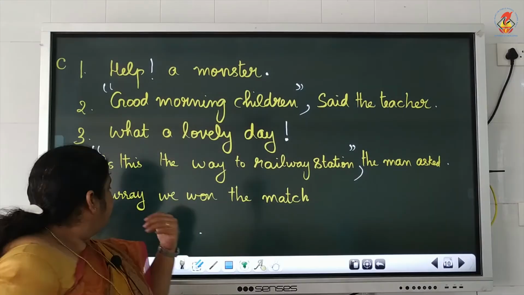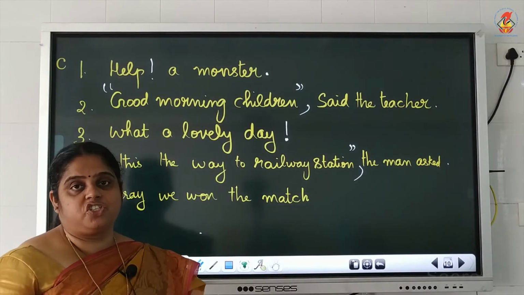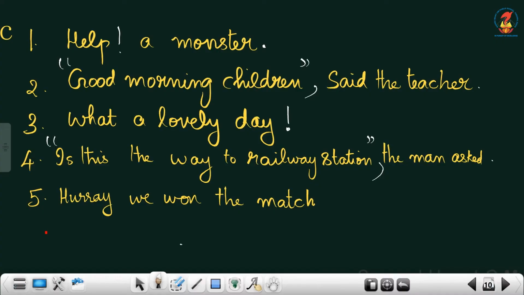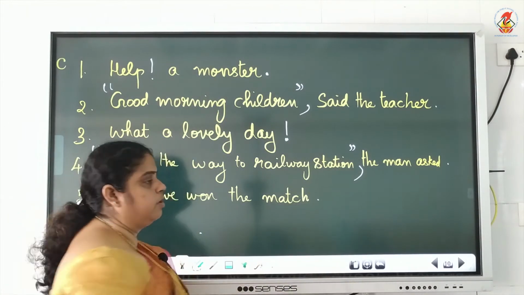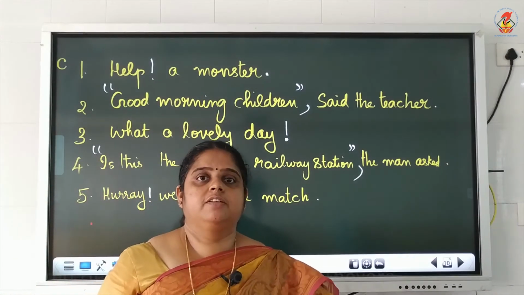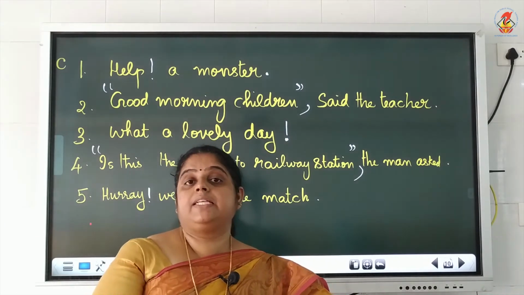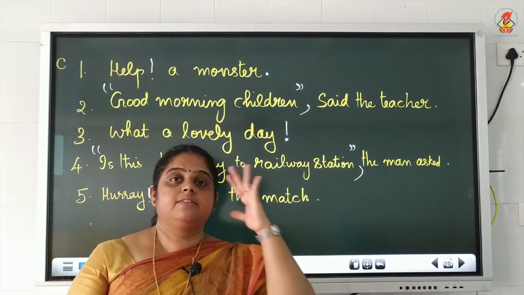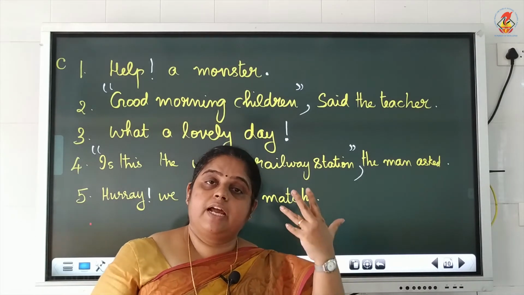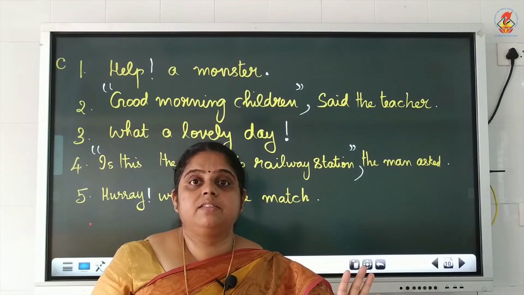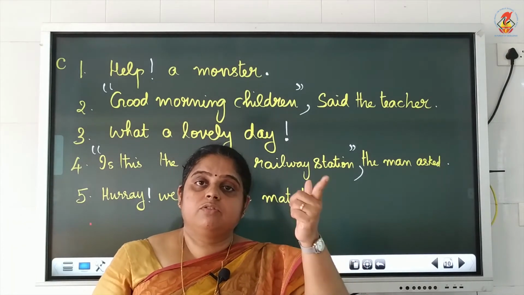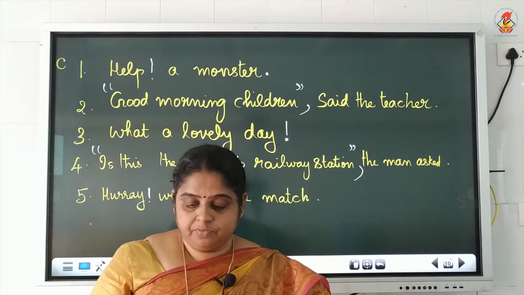Then fifth one, "Hooray, we won the match." Hooray, hooray. So, there should be an exclamation mark there. "Hooray! We won the match." After that, full stop also. Understood how to use? So, whenever you are writing a sentence, keep all these things in mind. Whether you are studying English, EVS, whatever subject, wherever you write a sentence, you have to think of all these punctuation marks.